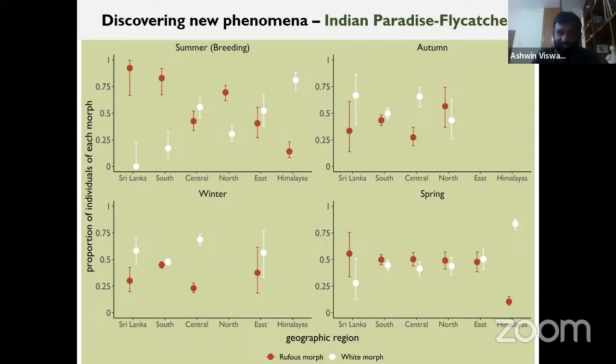Now you see the x-axis, there are 5 different divisions. Sri Lanka, South India, Central India, North India, East India, and the Himalayas. So divided into 5 different geographical regions, we're looking at summer and we're looking at winter.